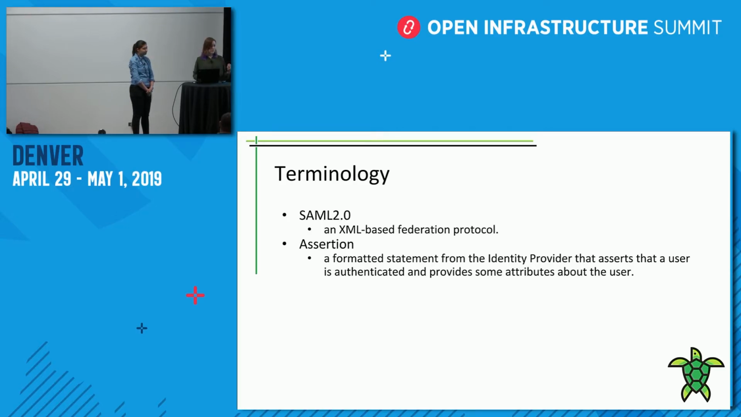That assertion is usually signed and encrypted, so there's a trust relationship built between the identity provider and the service provider. Keystone is able to read this assertion, and it uses it to recreate local users, which we call shadow users, based on those attributes in that SAML assertion.